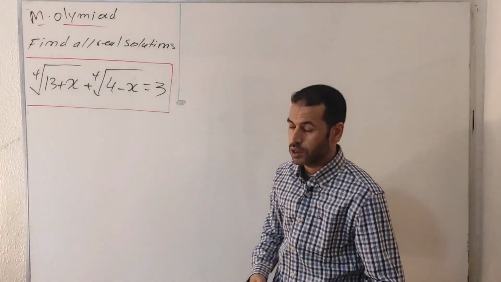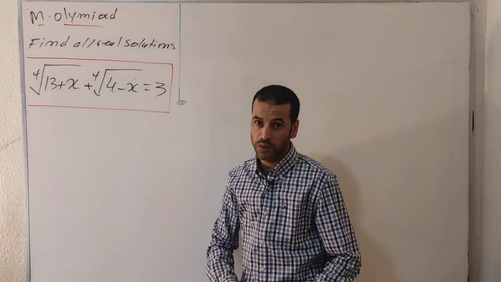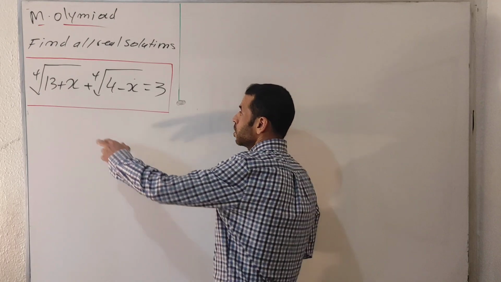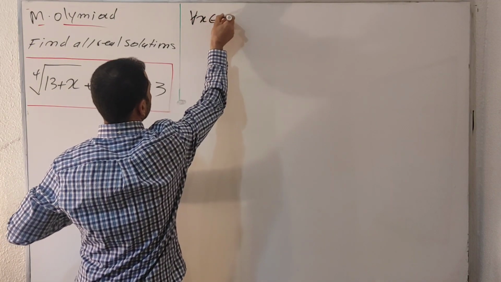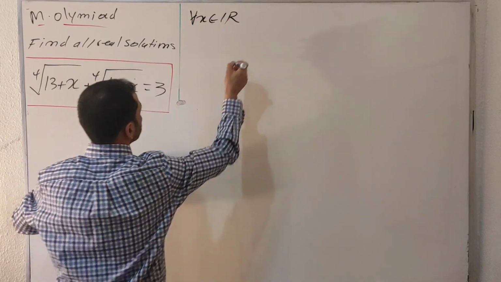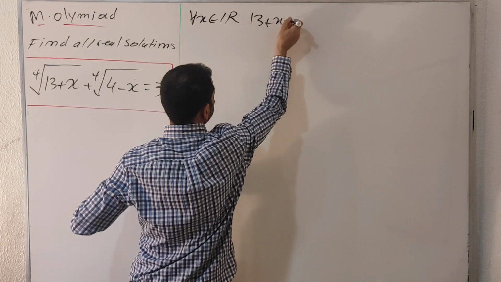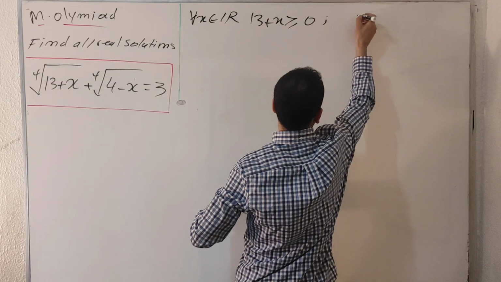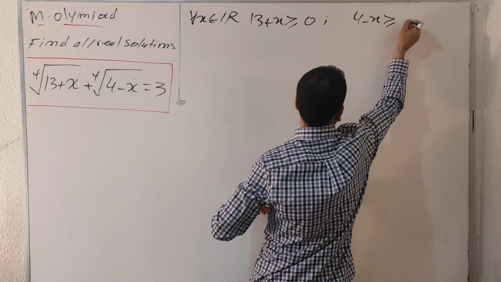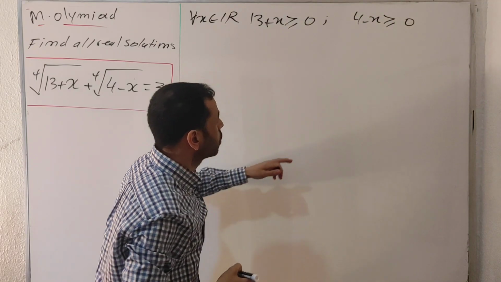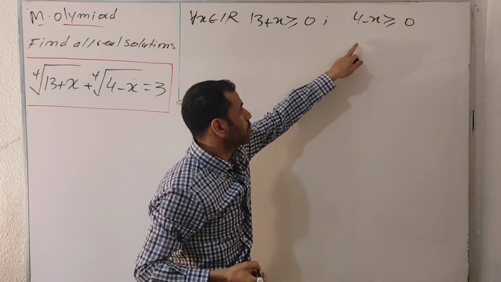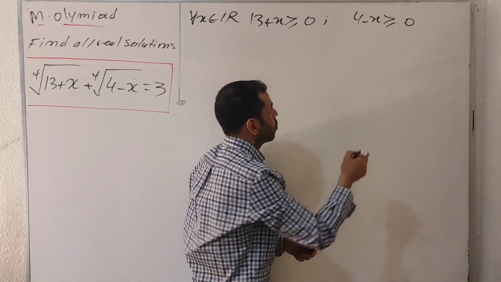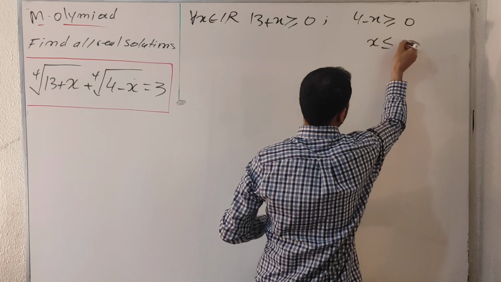Before we start processing this equation, we are going to determine the domain of this equation. For all real numbers x, we have 13 plus x must be greater than or equal to 0, and also 4 minus x must be greater than or equal to 0. So this one is giving us 4 greater than or equal to x, or x is less than or equal to 4.